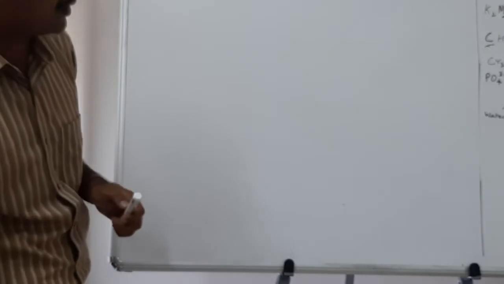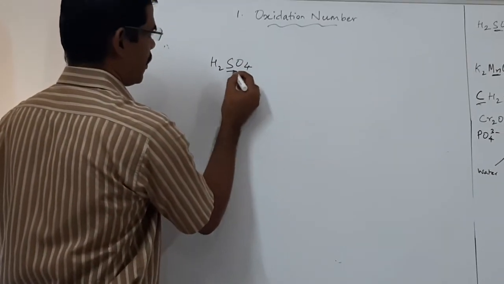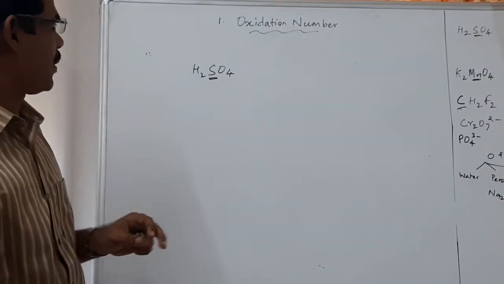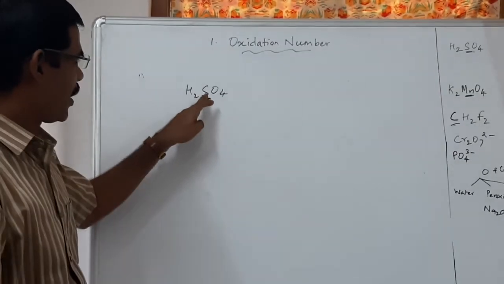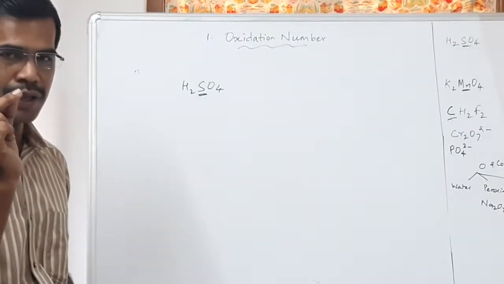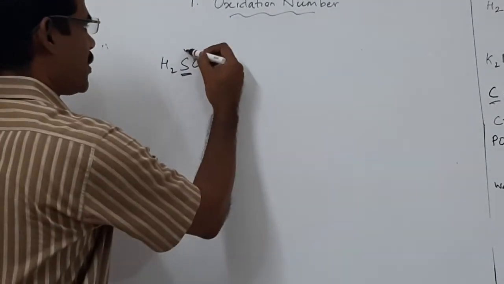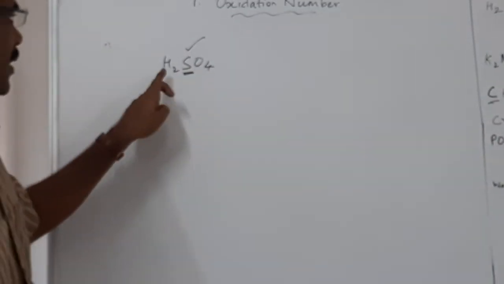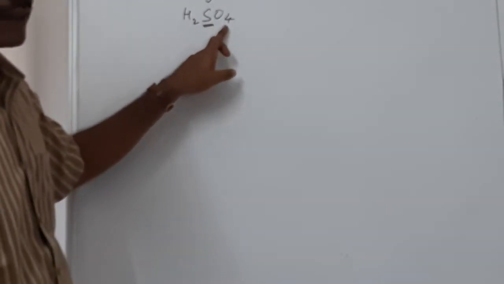Now let us take, say, H2SO4. This is sulfuric acid. Now how the questions will be asked: for the element whose oxidation number you have to calculate, it will be either given in bold letters or underlined. In this case, we have to calculate the oxidation number of sulfur. Now what are all the elements present here? Hydrogen is present, sulfur is present, and oxygen. This is sulfuric acid. Now how to calculate?